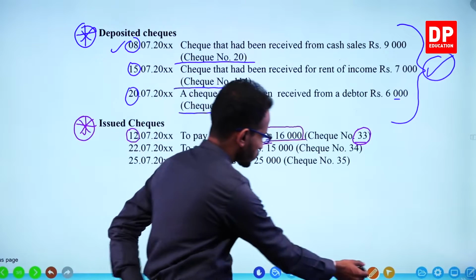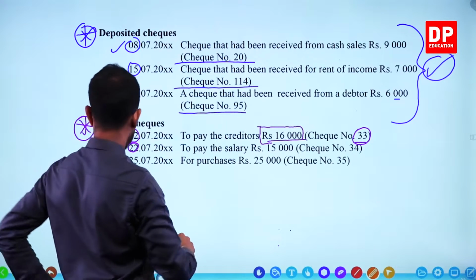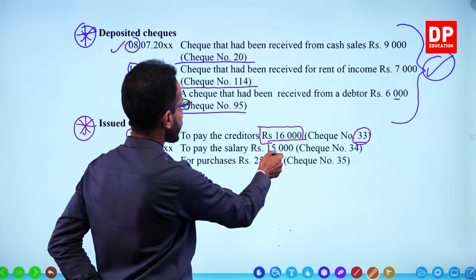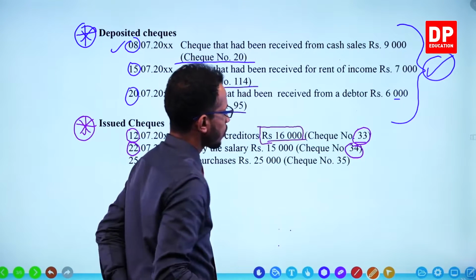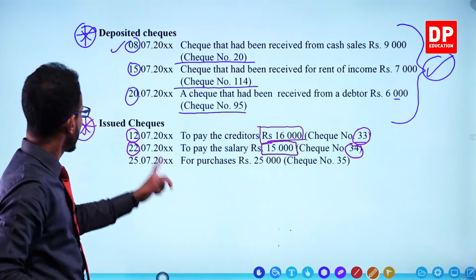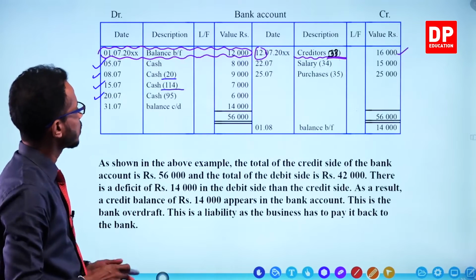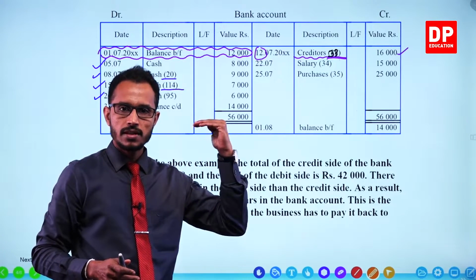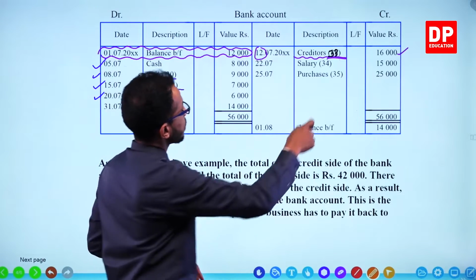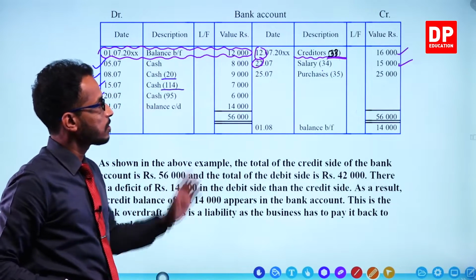Next check. 22nd, to pay the salary. Check number 34. Amount is 15,000. Again, bank balance goes down, down, down, because we are paying more payments. Check number 34, 15,000 on 22nd, bank credit.